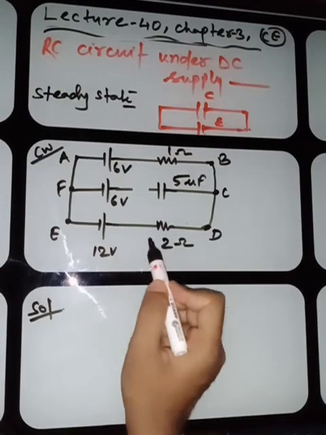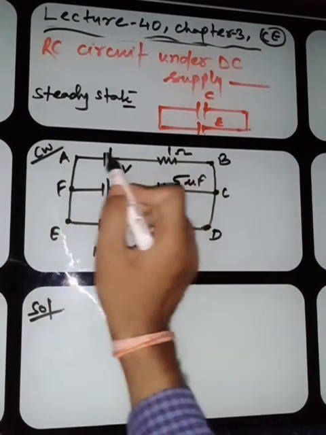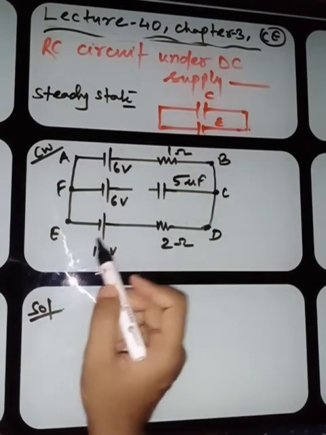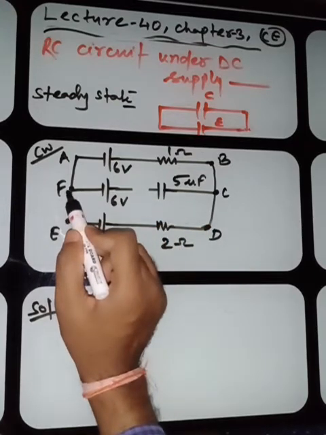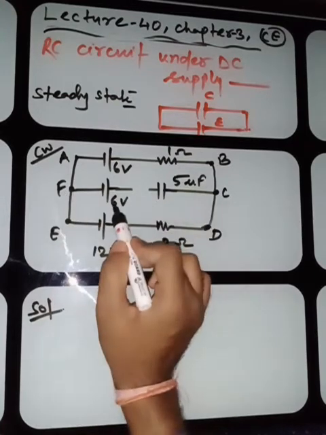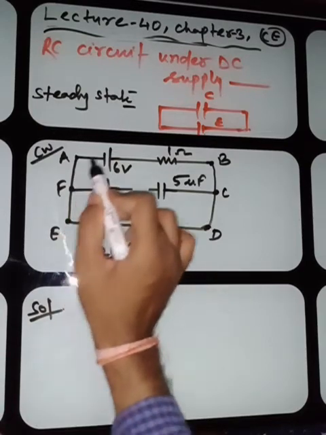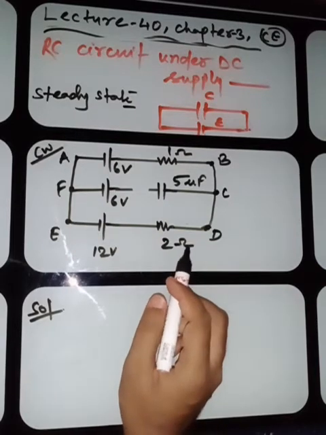And now you can see there is only one branch responsible for the current. This battery is connected across this one, between F and C, but there is no effect of this battery in this branch. Now try to find out the total current.